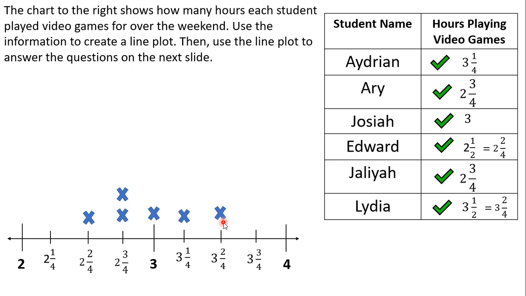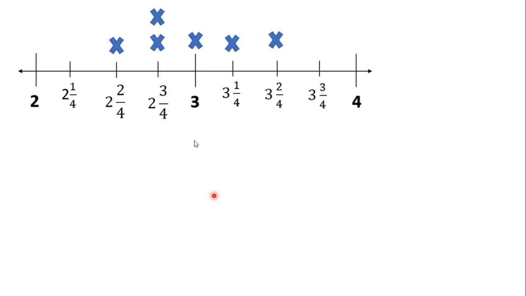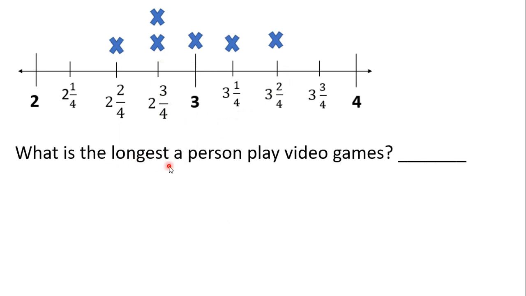Now we can use this line plot to help us answer the following questions. The line plot that's here is the same line plot we just created. What is the longest amount of time that a person played video games? We're going to look at our line plot and find the biggest number that has at least one X above it. Ooh, that's 3 2/4. We know that it's 3 and 2/4 because we have an X above it, meaning that one person played for 3 and 2/4 hours. 3 and 3/4 and 4 are bigger numbers than 3 and 2/4, but we can see there's no X's above them, meaning that no one played for that long.